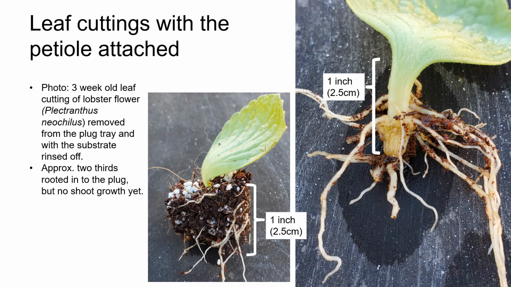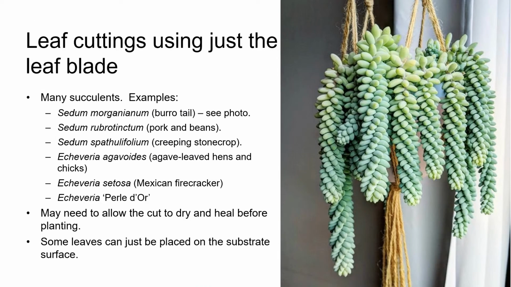Here are a couple of photos of a leaf cutting of lobster flower, Plectranthus neochilus. It shows a 3-week-old leaf cutting of lobster flower that's been removed from the plug tray so that you can see the roots forming. And on the right, the substrate's been rinsed off, and you can get a much better view of the roots. And you can see that after 3 weeks, there's still no obvious sign of any vegetative shoots being produced yet.